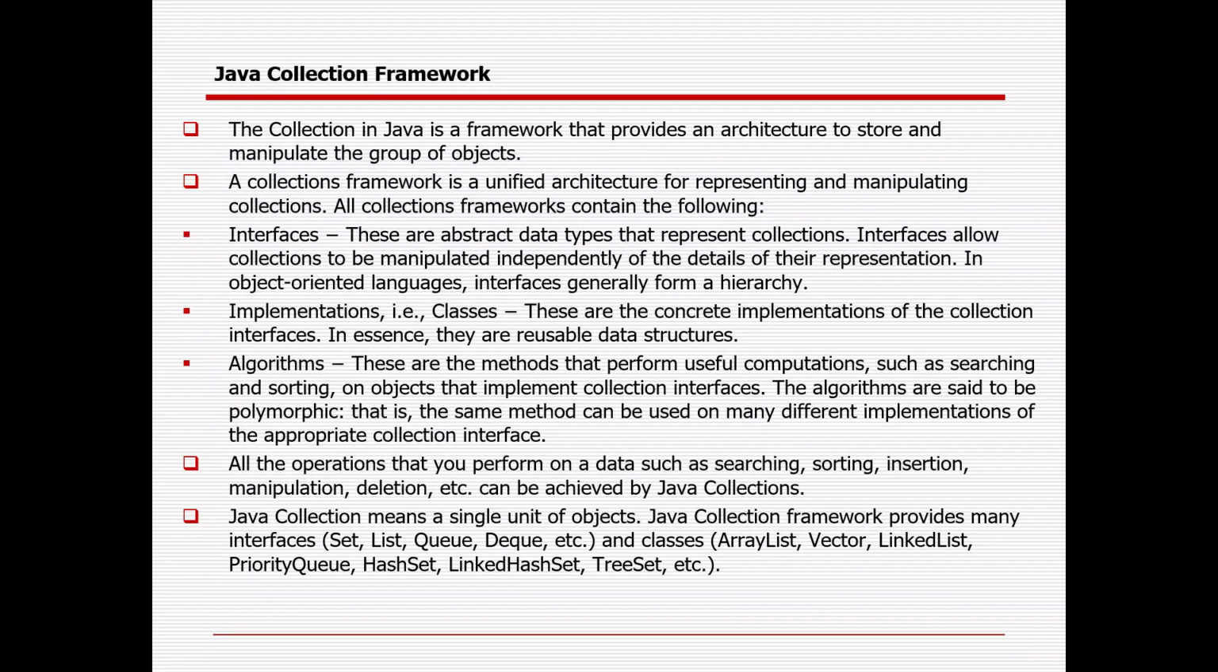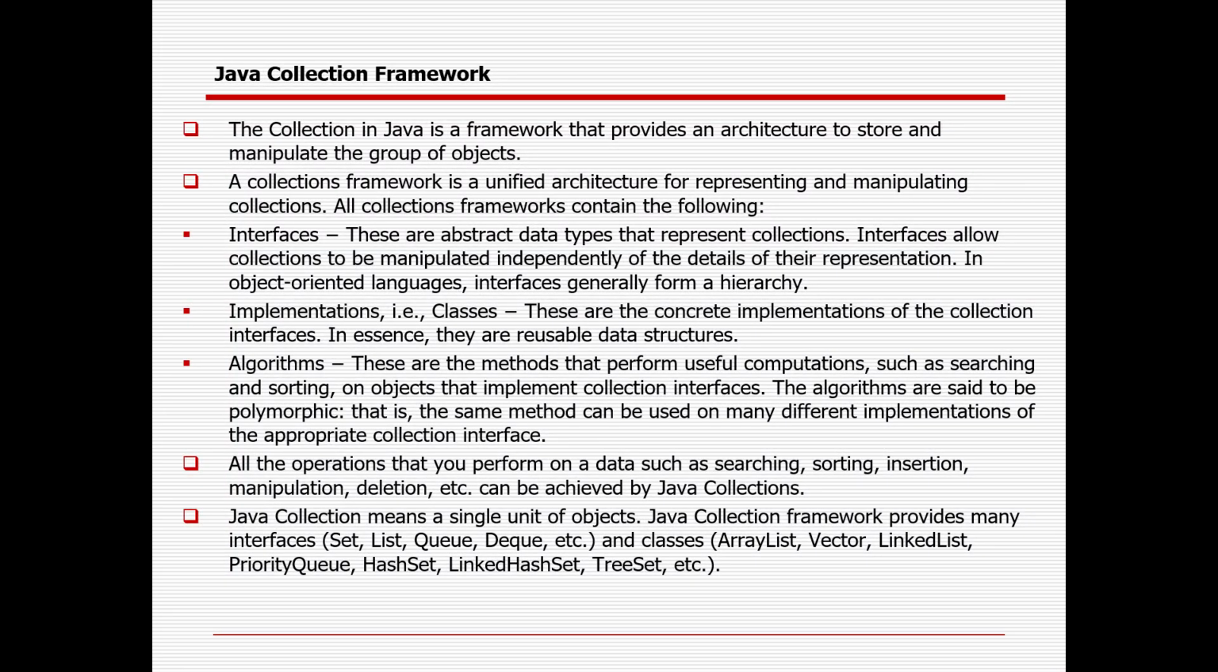Interfaces you already saw are 100% abstract in nature, all the methods 100% abstract. In the last session I already talked about interfaces. These are abstract data types that represent collections. Interfaces allow collections to be manipulated independently of the details of their representation. In object-oriented languages, interfaces generally form a hierarchy. And implementation is nothing but the classes, because with interfaces you cannot create an object or instantiate them. So you require the help of a class: you implement the interface with the class, then create the object, and then you can call the methods. These are the concrete implementations of the collection interfaces. In essence, they are reusable data structures.